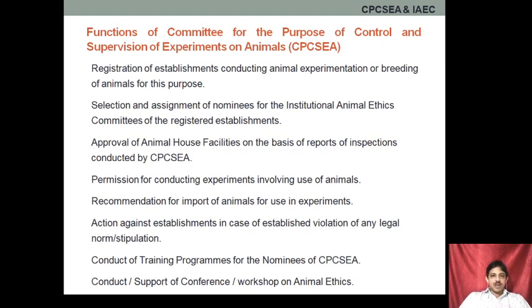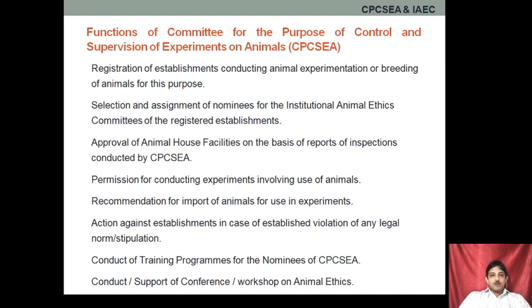Next is approval of the animal house facility. Of course, it is not the case that we can build anything and keep the animals. There are prescribed norms for what should be there in the animal house and what the normal facilities available in the animal house should be.